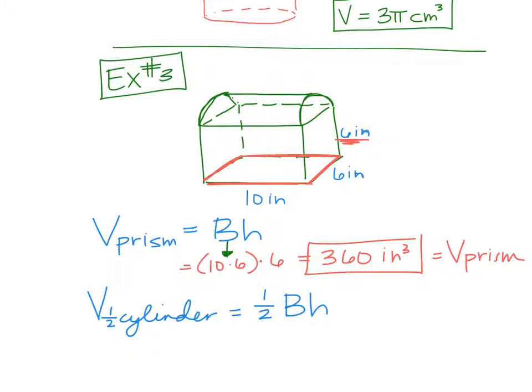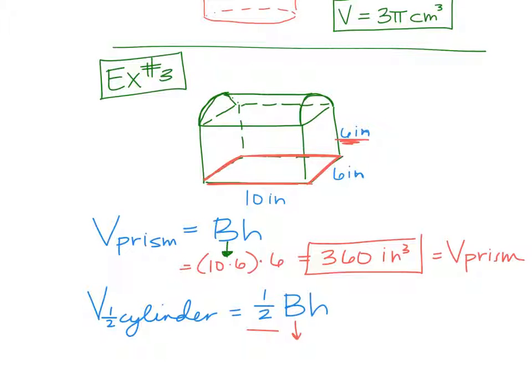Then you need half a cylinder. So really you're just finding the volume of the cylinder and you're cutting it in half. That's what this 1/2 out in front is doing for us. But we have to figure out what is the area of our base. Do you see it? Not 6. It's what?